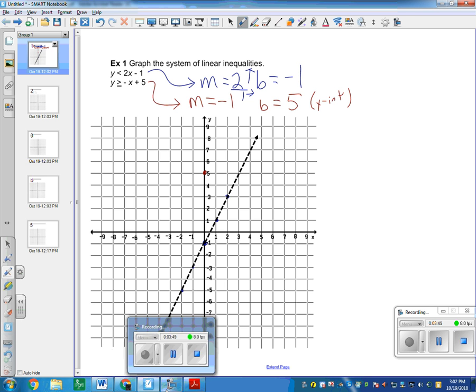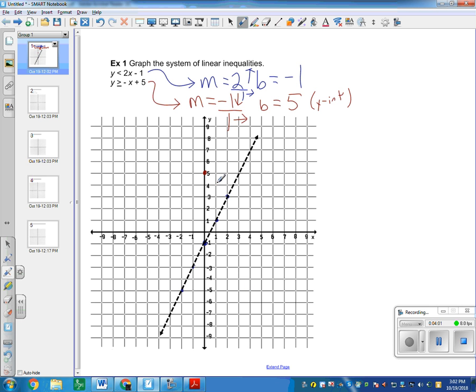What's my slope? -1, right? How do I make it a fraction? I put 1 underneath it. What does that mean to do? That means I need to go down 1, right 1. Down 1, right 1, drop a dot. Now here I could connect if I wanted to. There'd be nothing wrong with that, but I'm going to get some more points just so I'm not fumbling too much when I'm trying to get my lines dropped in.